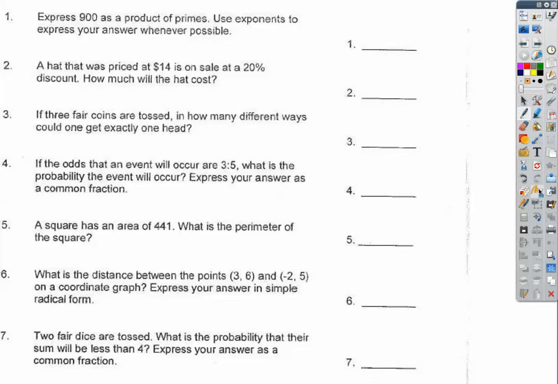Okay, sorry for the delay. Number 2, a hat that is priced at $14 is on sale at 20% off. What will the hat cost be?